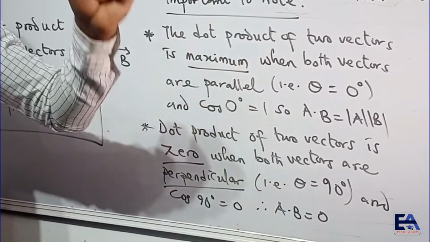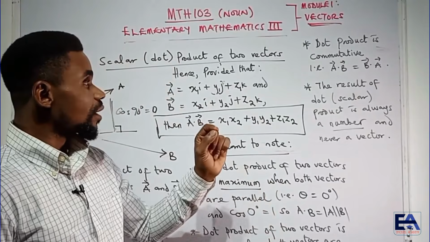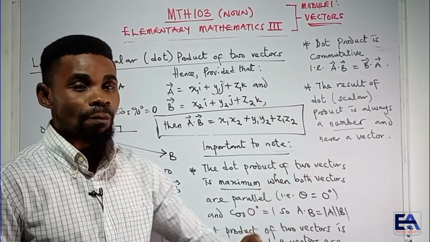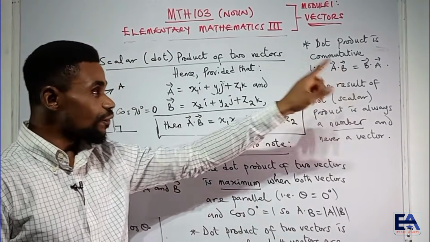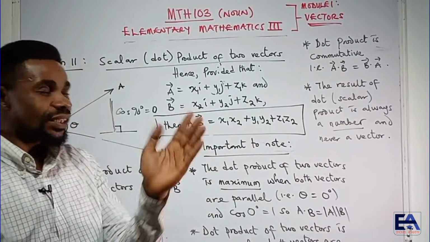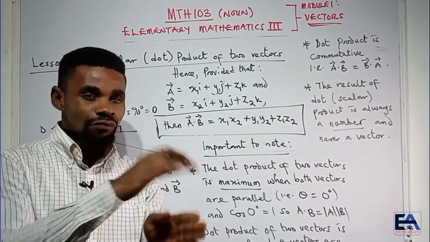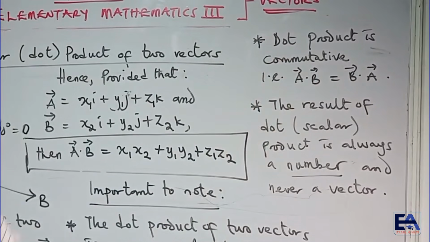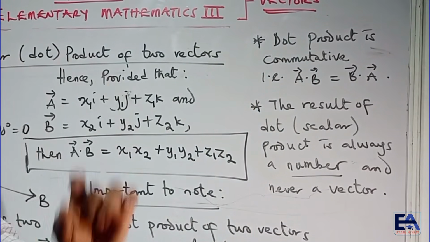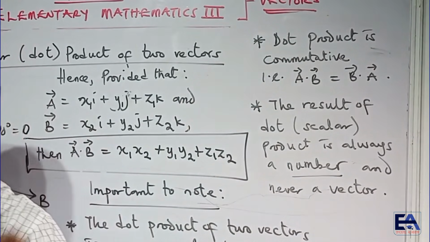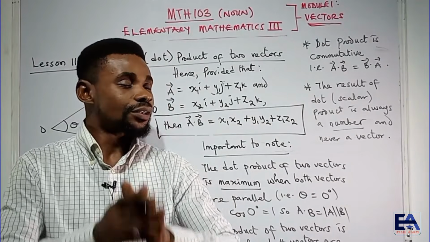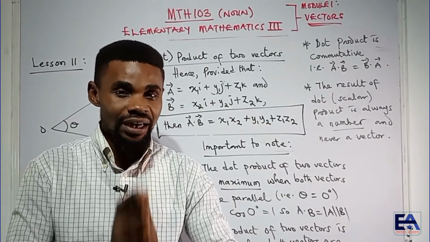Then the next thing is the dot product is commutative. Which means that if you find the value of A dot B, and then you decide to switch it over and find the value of B dot A, you will arrive at the same answer. Dot product is commutative. And then the last point here is that the result of dot product is always a number. So anytime you solve a question using dot product, you will always have a number as the answer.